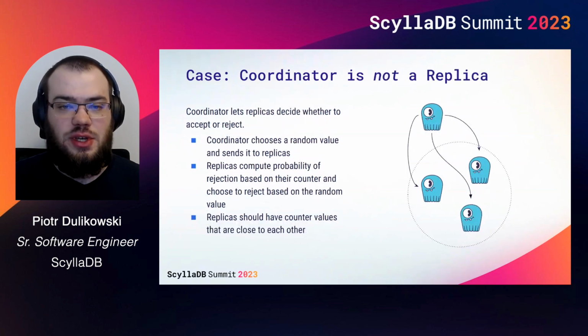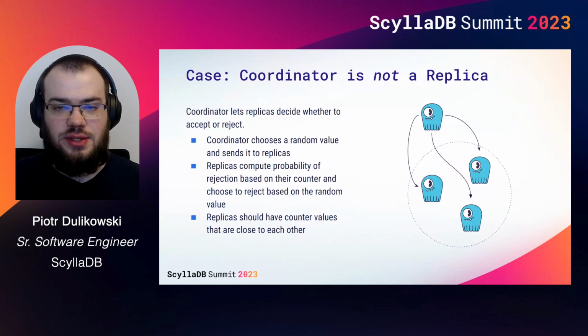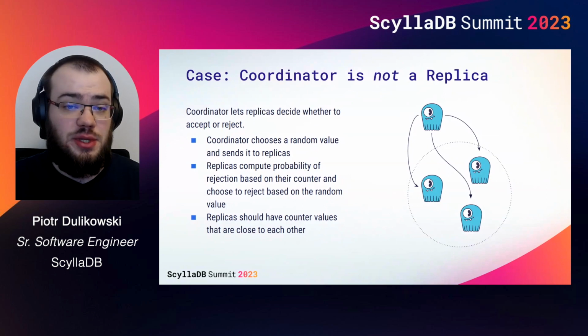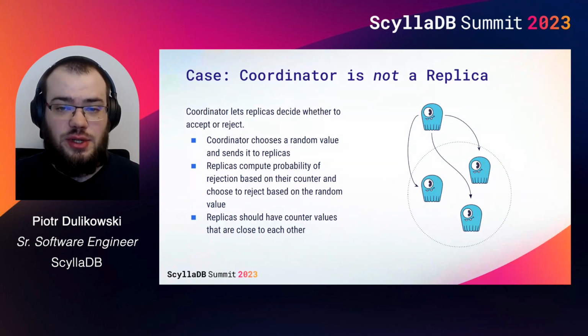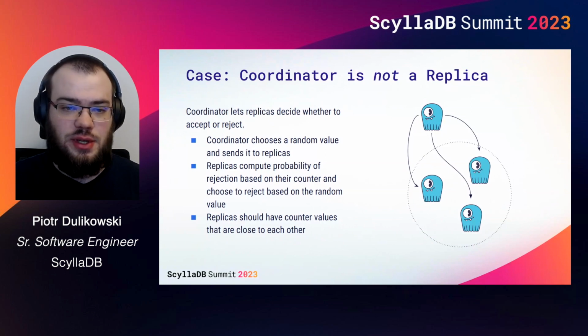When the coordinator is not a replica, it doesn't have direct access to any of the counters. So we cannot let the coordinator ask a replica for a counter because it would introduce additional latency, which is unacceptable for a mechanism that is supposed to be low cost. Instead, the coordinator proceeds with sending the request to replicas and lets them decide whether to accept or reject the operation. Unfortunately, we cannot guarantee that all replicas will make the same decision. If they don't, then, well, it's not the end of the world, but some work will go to waste. However, we try to reduce the chance of that happening.